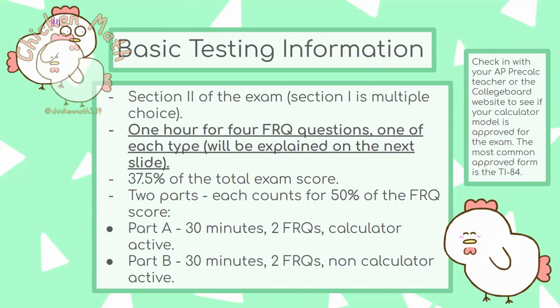So section 2 is 37.5% of the total exam score, and it consists of 2 parts, each counting for 50% of that score. So you have part A, which is 30 minutes, and you get 2 FRQs, which are calculator active, so you are allowed to use your calculator. The calculator goes away for part B, which is also 30 minutes, and you also get 2 FRQs, so that consists of the 1 hour and the 4 FRQs.